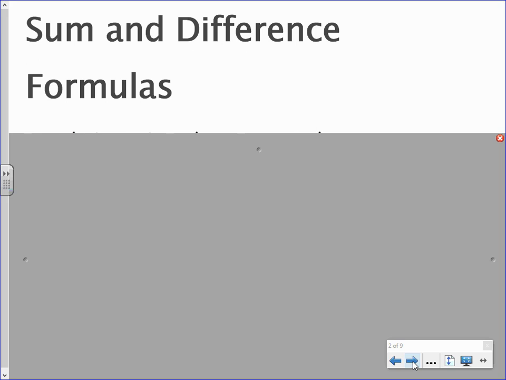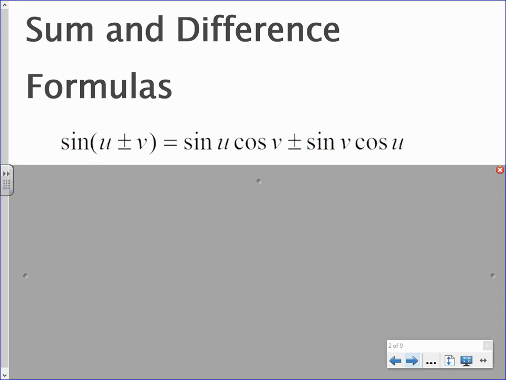Okay, these are your 3 sum and difference formulas. These are 3 additional identities that you do not have to memorize. These will be given to you. And this little foldable is going to help you keep them organized as far as examples. So here are the 3 formulas. We're going to do 2 examples of each. Okay, let's talk about the formulas.